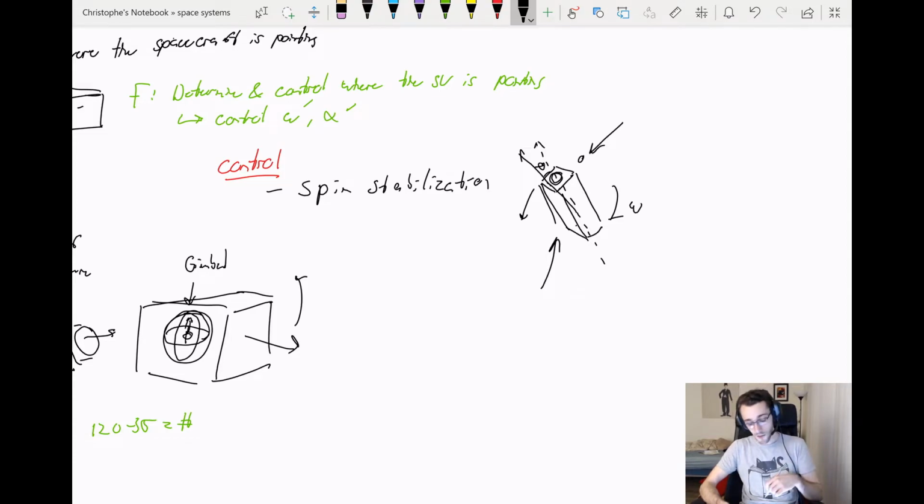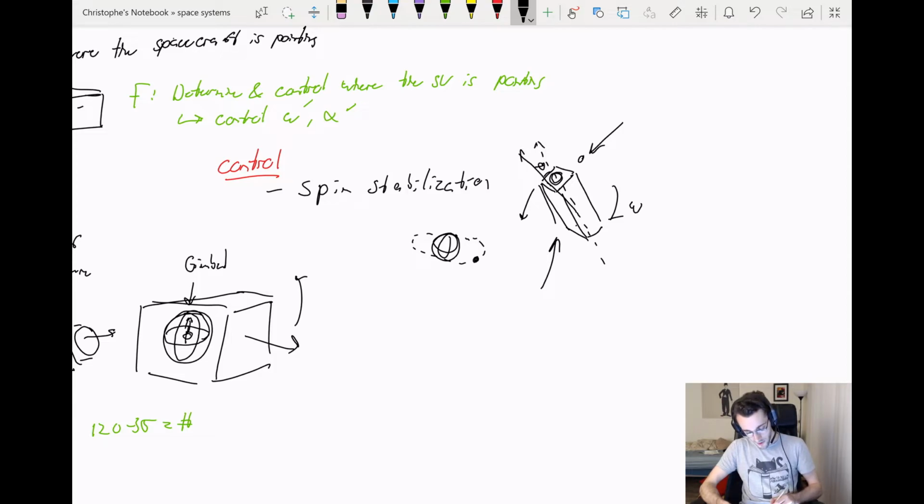Now I mentioned in my example here that I used a camera, so you'd be able to look in one direction. The problem is that when you're in an orbit, so we're just going to draw the Earth here, and you're in an orbit, right? And you've got a little satellite there.